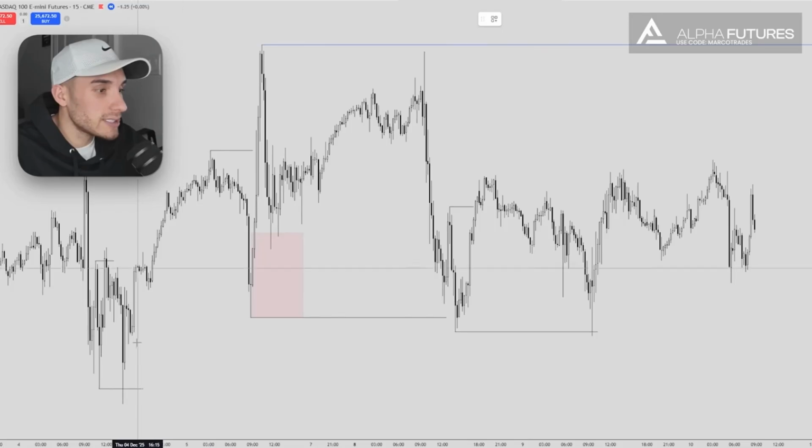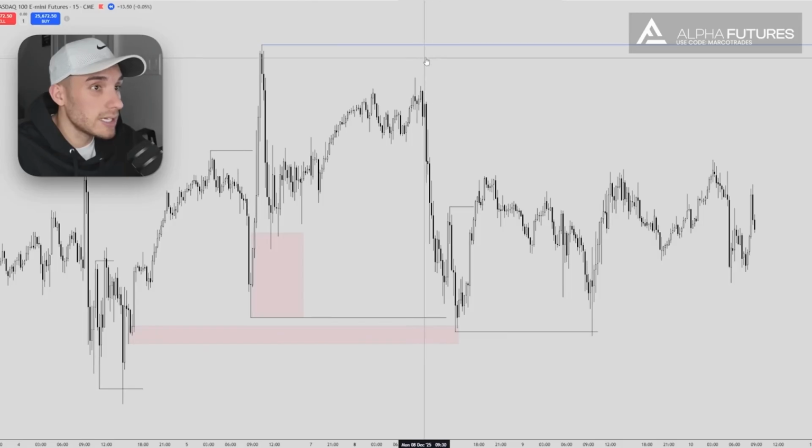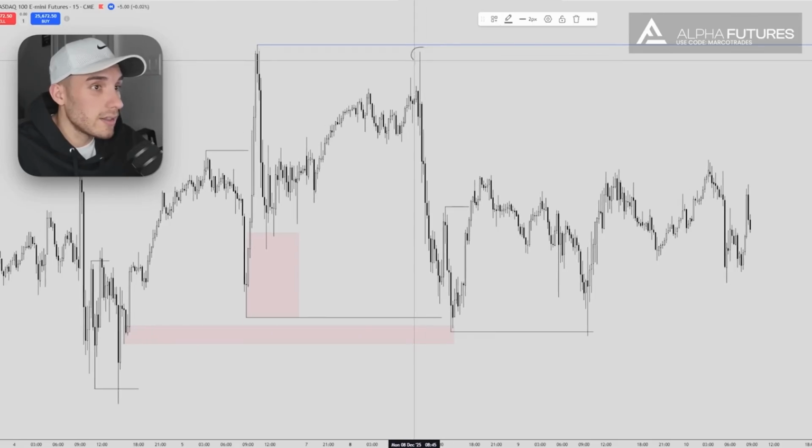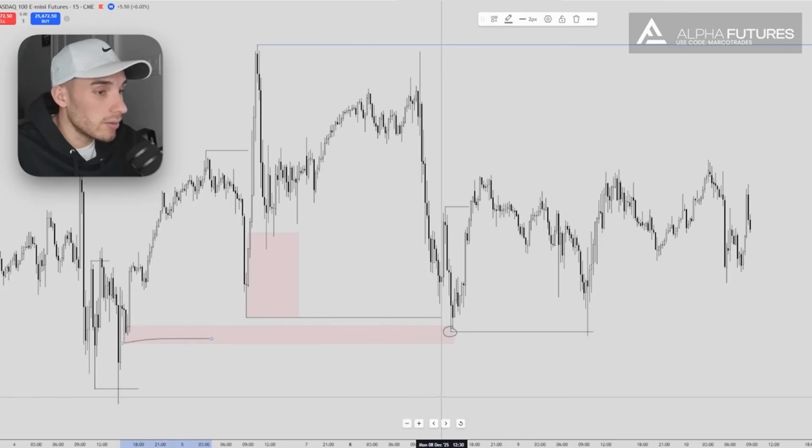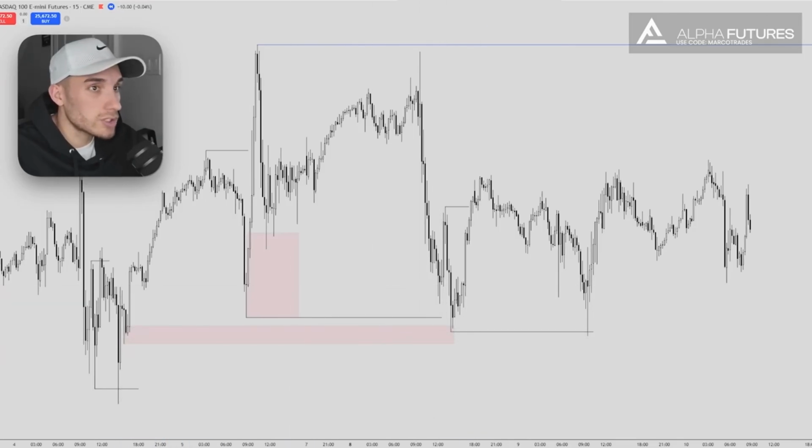Right away, I can see that price has tapped into this low and respected it. Same concept as this: this high respected this high. Now this low has respected this low. It's very simple, very straightforward. So what can we do now that it's tapped into it and we've gone bullish? There's going to be liquidity below that low.